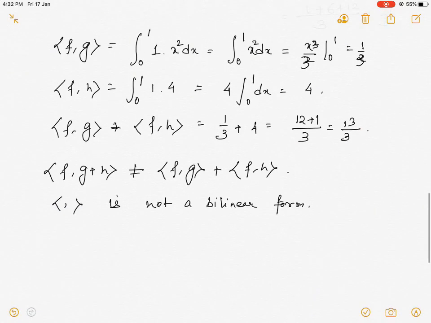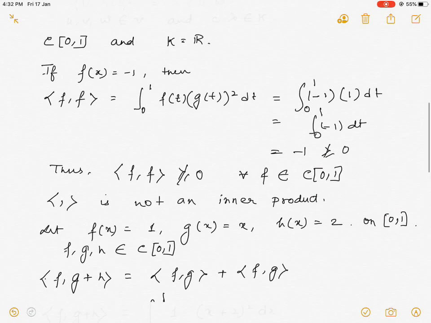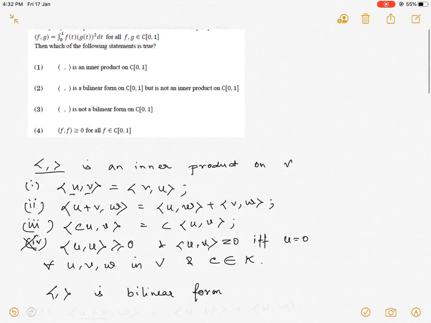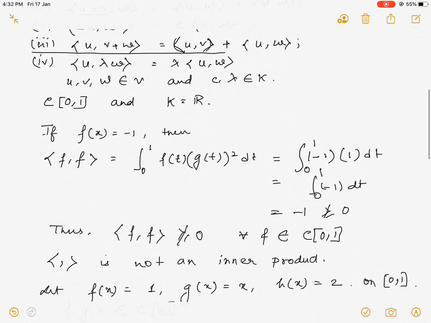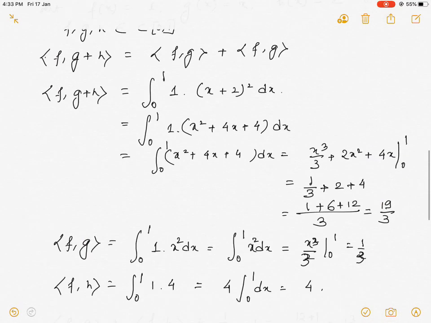We have found that this angular bracket is neither a bilinear form nor an inner product. Thus, we check the options. Number 1 tells that this function is an inner product. This is ruled out. Number 2, this is a bilinear form on C[0,1] but is not an inner product. This is also ruled out since this is not a bilinear form. Number 4, <f,f> is greater than or equal to 0. This is not true, as we have seen with an example. And number 3 is the only right answer.